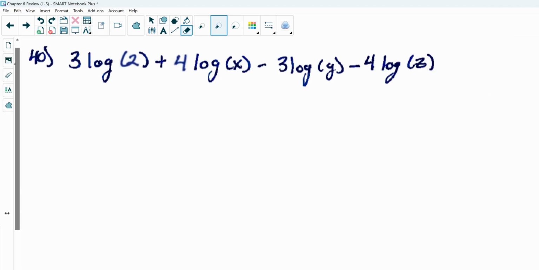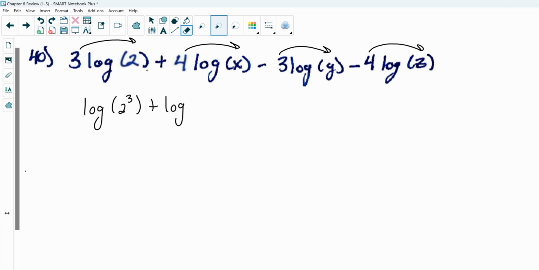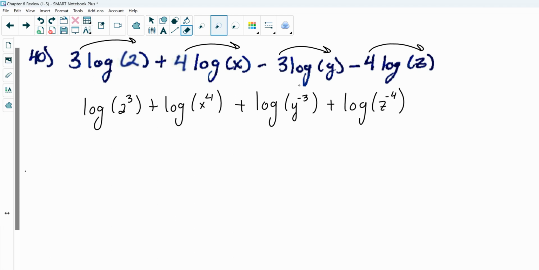Last problem is this one here. And again, we're going to start off with our exponent property, which is going to tell us that this is log of 2 to the 3rd plus log of x to the 4th plus log of y to the negative 3rd plus log of z to the negative 4th.